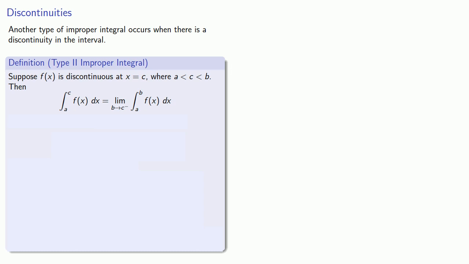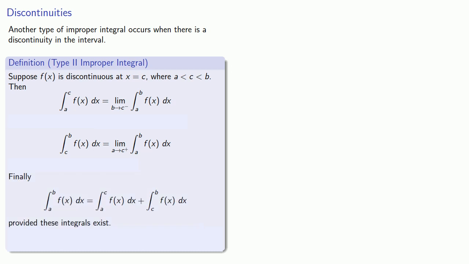approaches c from below, and similarly the integral from c to b as the limit as our lower bound approaches c from above. And provided that the two limits exist, we'll define our integral from a to b as the sum of the two integrals.